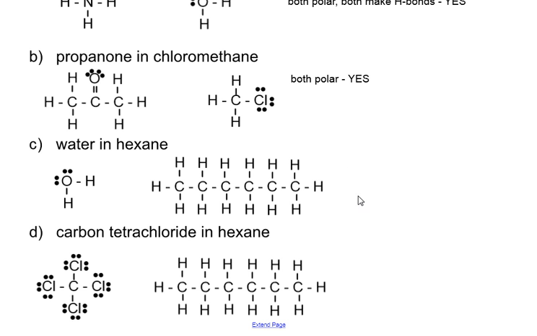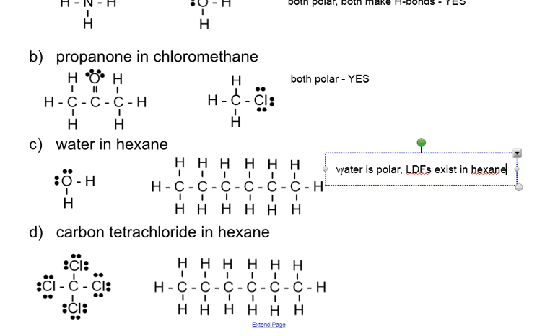So in this case, for water and hexane, water we know is polar, right? So water is polar and can also form hydrogen bonds. But if we look at hexane, hexane is not a polar molecule. There is no place for hexane to get more partial charges. So even though there is a difference in electronegativity between each one of those carbons and hydrogens, the electronegativity is not that strong, and therefore only LDFs exist in hexane. So that means it is nonpolar.